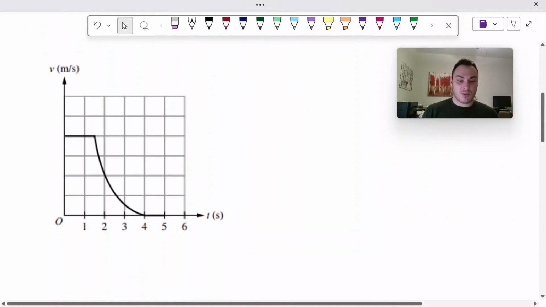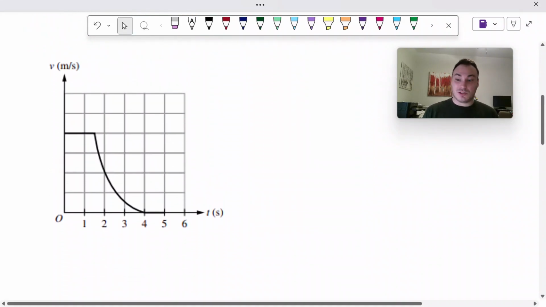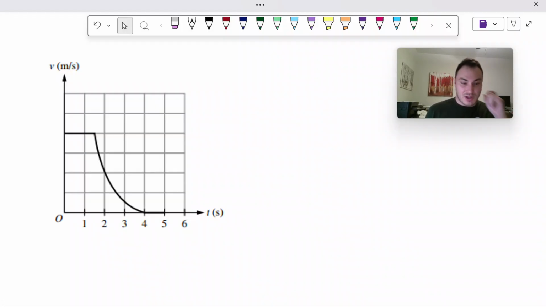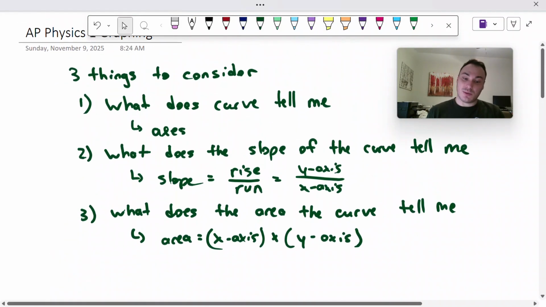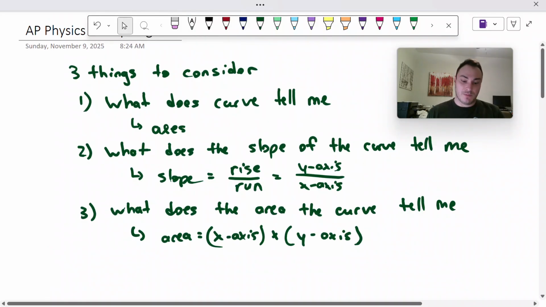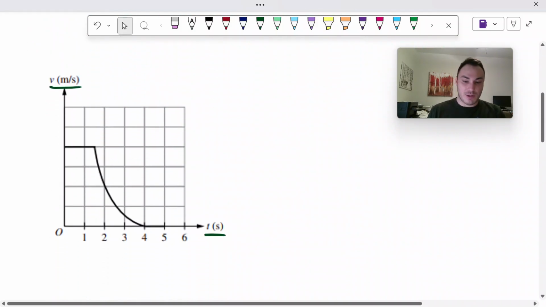And the first example we're going to look at is a classic one. It's something we've already done, and that's, let's say, a velocity versus time graph. So in a velocity versus time graph, we're graphing velocity on the y-axis and time on the x-axis. So let's run through these 3 questions. What does the curve tell me? What does the slope of the curve tell me? And what does the area under the curve tell me?